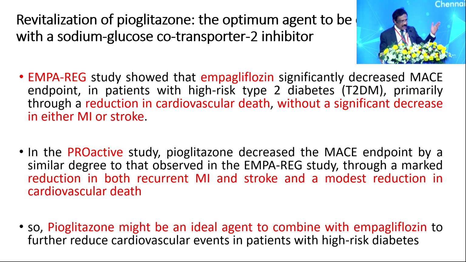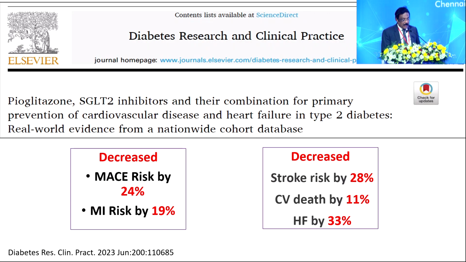So the actions which are not present with empagliflozin are compensated by pioglitazone. For these two reasons, to decrease cardiovascular death and to have a better outcome in myocardial infarction or stroke events, if we combine these two molecules, this can be easily prevented. So pioglitazone might be an ideal agent to combine with empagliflozin to further reduce cardiovascular events in patients with high risk diabetes. Of course, this combination therapy has been supported by this study.